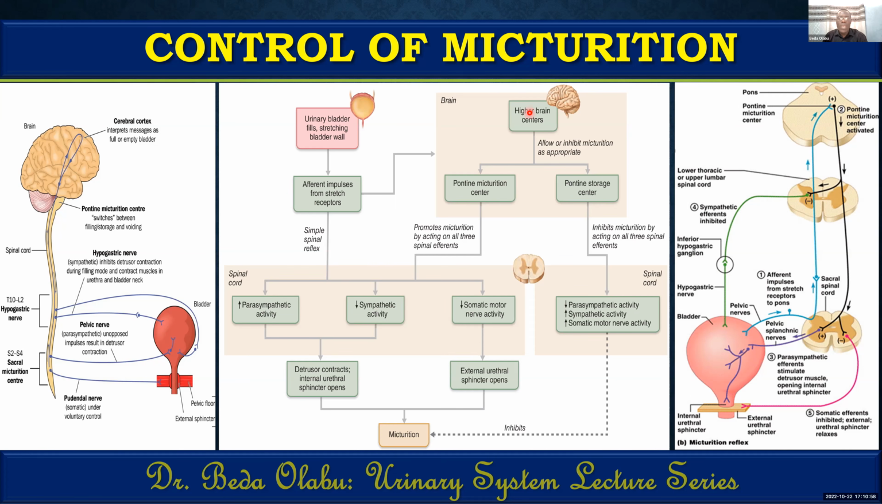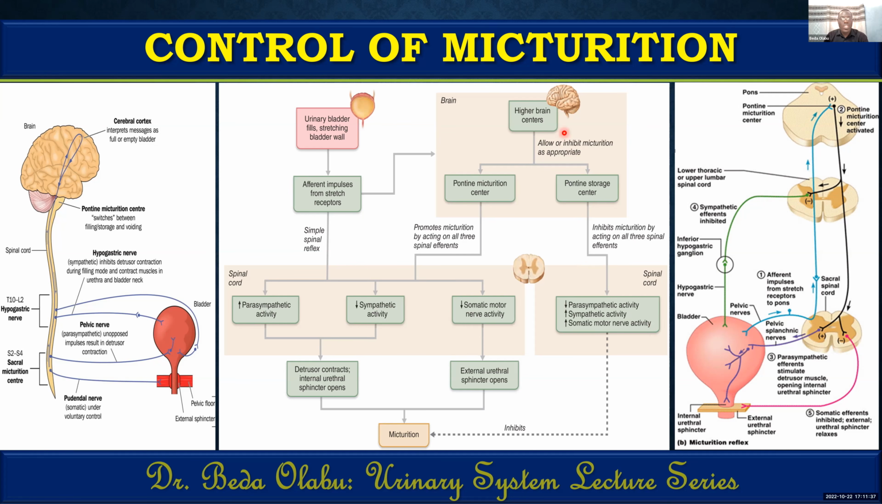If the brain does not want urination to happen, it will act on the pontine storage center. The pontine storage center generally inhibits parasympathetic activity so that there's no contraction of the bladder wall. It also stimulates sympathetic activity so that the bladder sphincter, the internal urethral sphincter, is contracted. It also stimulates the somatic innervation to the external sphincter, so the sphincter remains tight. That is what happens during the storage phase.